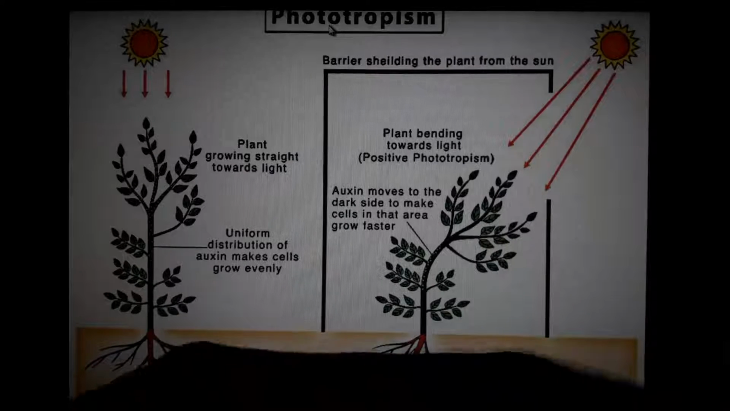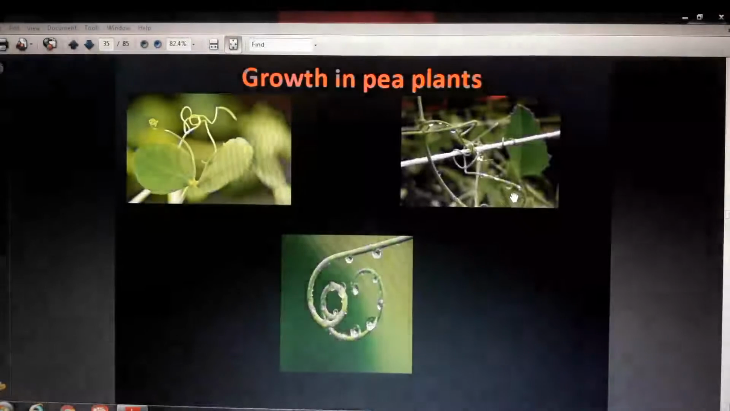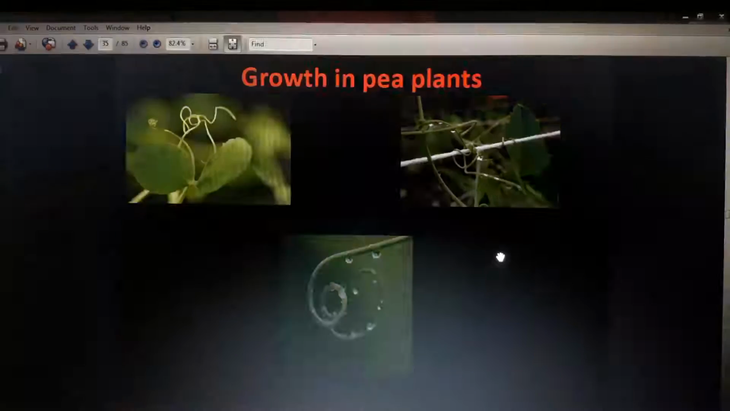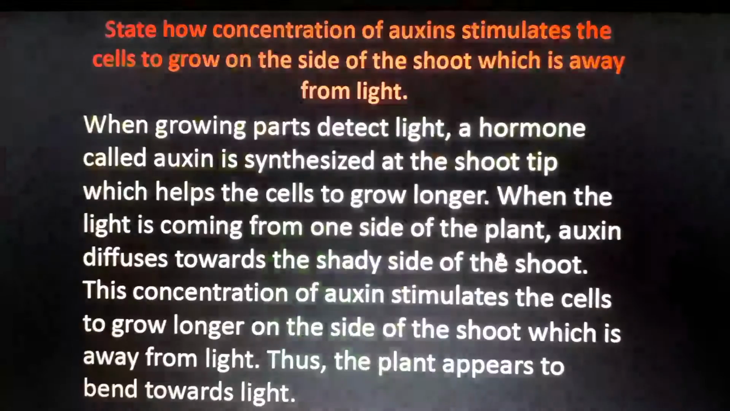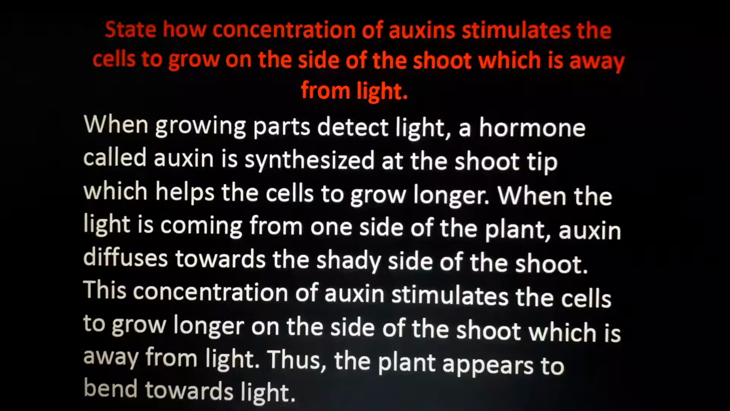Another 2 or 3 things are there regarding this phototropism. That also we will try to finish in this class. Come, full screen. Let it come. Okay, fine. See, when the growing part detects light, a hormone called auxin is synthesized at the shoot tip, which helps the cells to grow longer. When the light is coming from one side of the plant, auxin diffuses towards the shady side of the shoot.